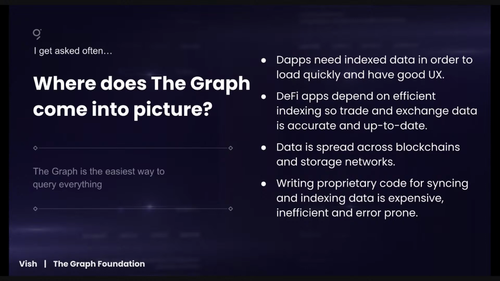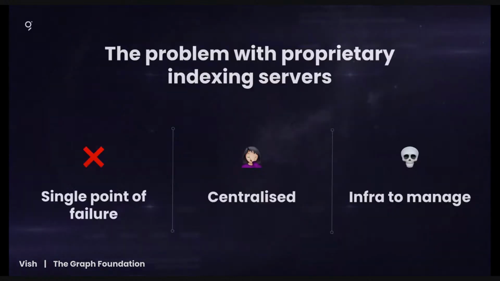it is error prone, and it is not practical for three main reasons. The first one is that if you build an indexing server yourself, it means that it's a single point of failure. So if one node goes down, everything goes down. Like that, if that server goes down, everything in your dApp goes down in production.